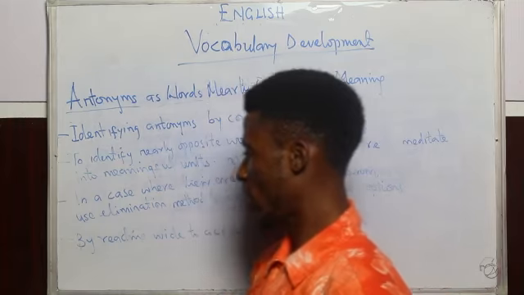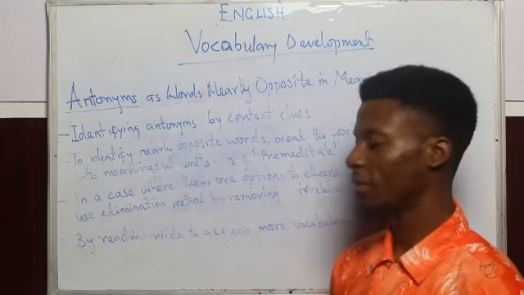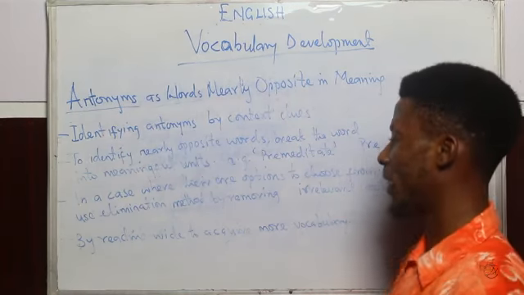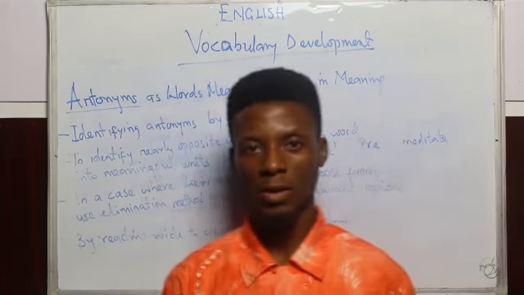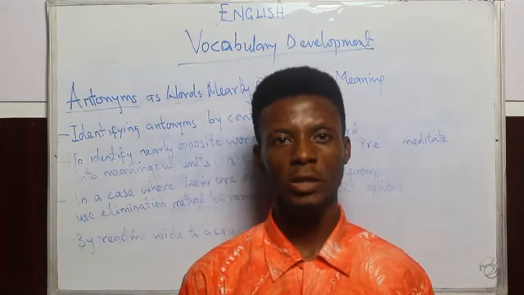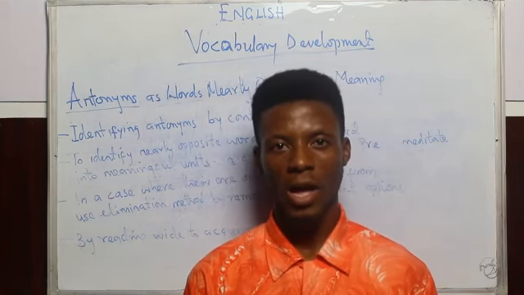And lastly, the other method that we can use to identify words that are nearly opposite in meaning is by reading wide to acquire more vocabulary. We read newspapers, novels, journals. All these things help to broaden one's scope and vocabulary.